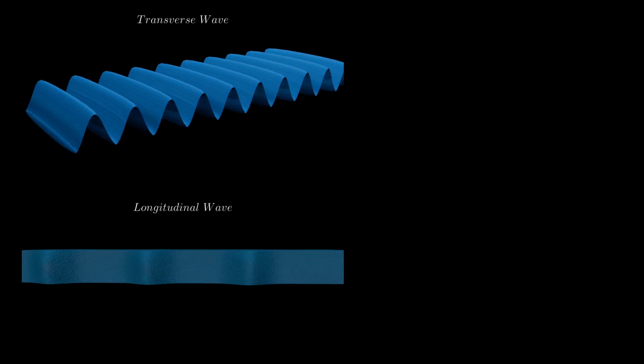In transverse waves, the highest point is identified as the crest, and the lowest point as the trough. On the other hand, in longitudinal waves, the compressions and rarefactions correspond to the crests and troughs of transverse waves.